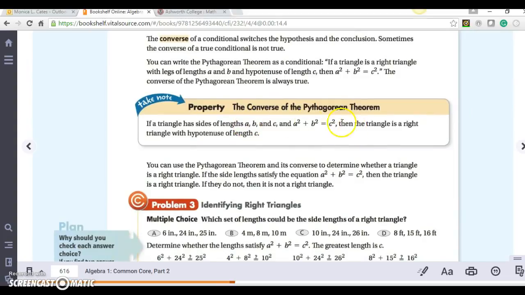Property, the converse of the Pythagorean theorem. If a triangle has side lengths A, B, and C, and A squared plus B squared equals C squared, then the triangle is a right triangle with the hypotenuse of length C.